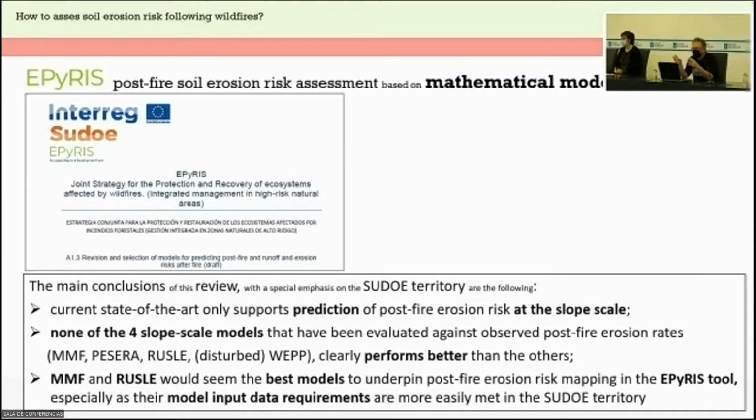When we talk about slope scale erosion risk, 4 models have been used: Guzle, Morgan, Finlay, Keizer, and Webb, which is an American model as well. But from the literature studies we have, there's no clearly one that performs much better than the other. So we can consider all 4 of them for the EPyRIS tool. But then taking into account the available data, because you can have a great model, but if you don't have map information that covers your region, they are not very useful. And in this case, we decided that MMF and Guzle were the best models because the data input that we need are more or less available for the Sud-Aveiro territory.